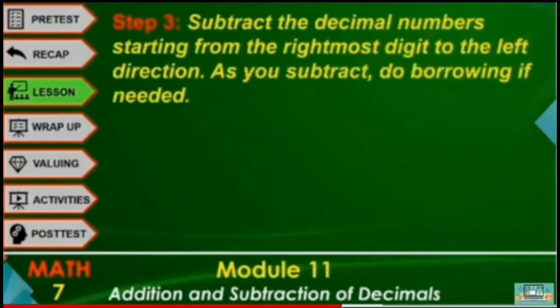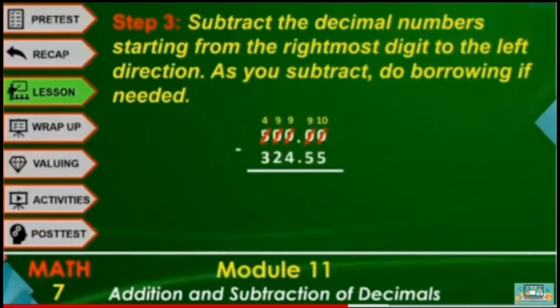Subtract the decimal numbers starting from the rightmost digit to the left direction. As you subtract, do borrowing if needed. So here, 10 minus 5 is equal to 5. So bring down 5. Since we borrow 1 from the second zero, instead of 10, we will write 9. Therefore, 9 minus 5 is equal to 4. So bring down 4. 9 minus 4 is equal to 5. So bring down 5.